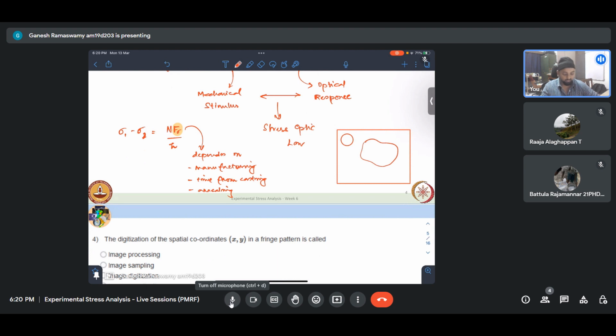Although there are ballpark figures, for epoxy the F sigma comes around 12. For polycarbonate, it comes around 8. But in order to do quantitative analysis, we should be sure about what it is. So this is one way to do this calibration. So this is for calibration.